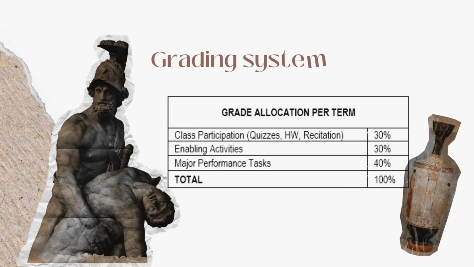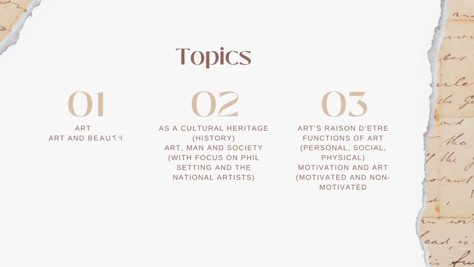Grading system. The student will be graded according to the following breakdown: class participation, quizzes, HW, recitation 30%, enabling activities 30%, major performance tasks 40%. Topics to discuss.